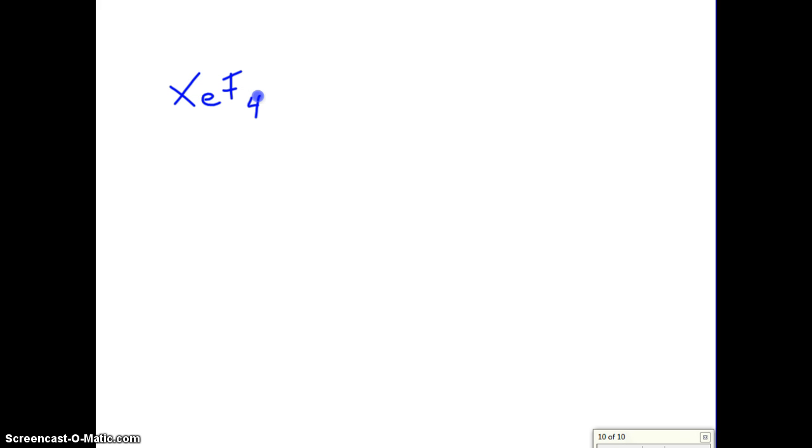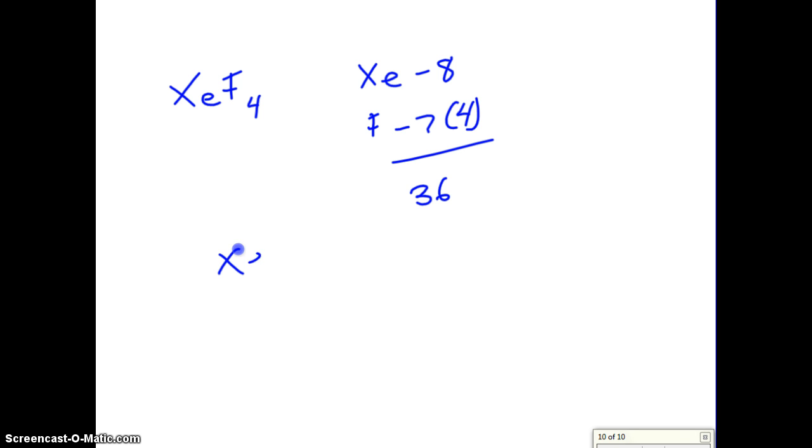XeF4, xenon tetrafluoride. Xenon has 8 valence electrons. Fluorine again has 7, and we have 4 of them. So that gives us 28 and 8, so a total of 36. Okay, xenon's our central atom. In this case, it's not the farthest to the left, but it is the first element in the compound, so that's what we end up using.